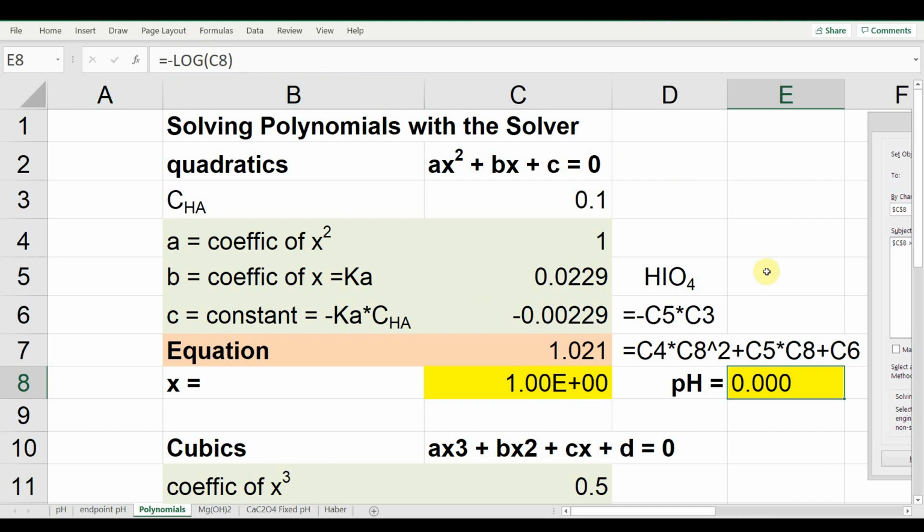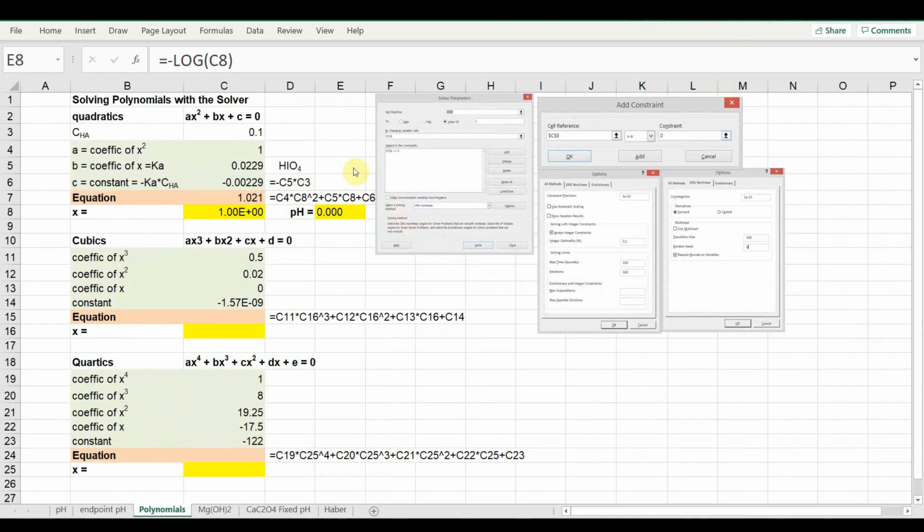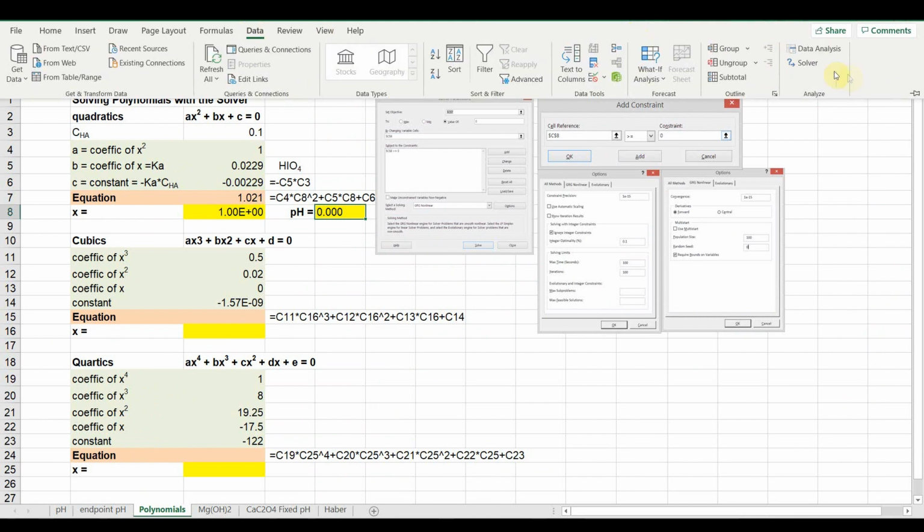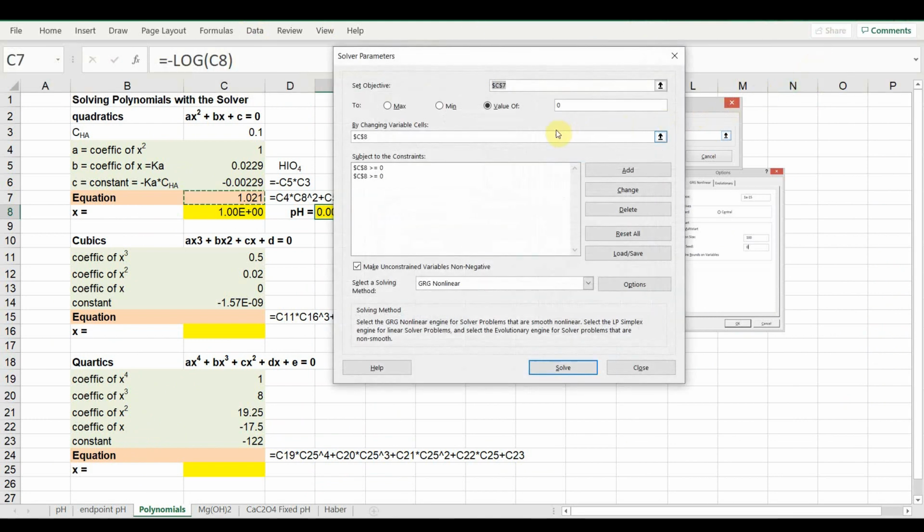We're going to run the solver. You could also run goal seek, either one. I'm going to run the solver here. To run the solver, on the Data tab, choose Solver. We'll set the objective, which is cell C7. It contains our equation, to a value of 0. Recall the quadratic is to be equal to 0 to solve for its roots. By changing a variable cell, our variable cell is cell C8. This is the hydrogen ion concentration that will be varied or changed until the equation in C7 equals 0, as we've asked.